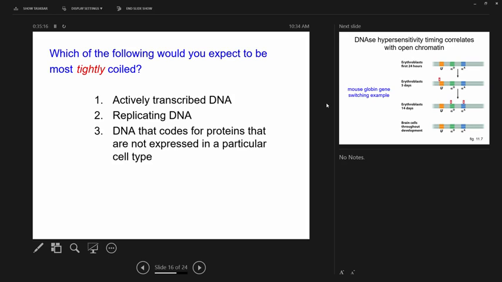Actively transcribed DNA, you have to be able to open it up. So proteins have to be able to access the DNA, and then the DNA has to be able to unwind in order for you to make an RNA copy. Same thing for DNA that's replicating.